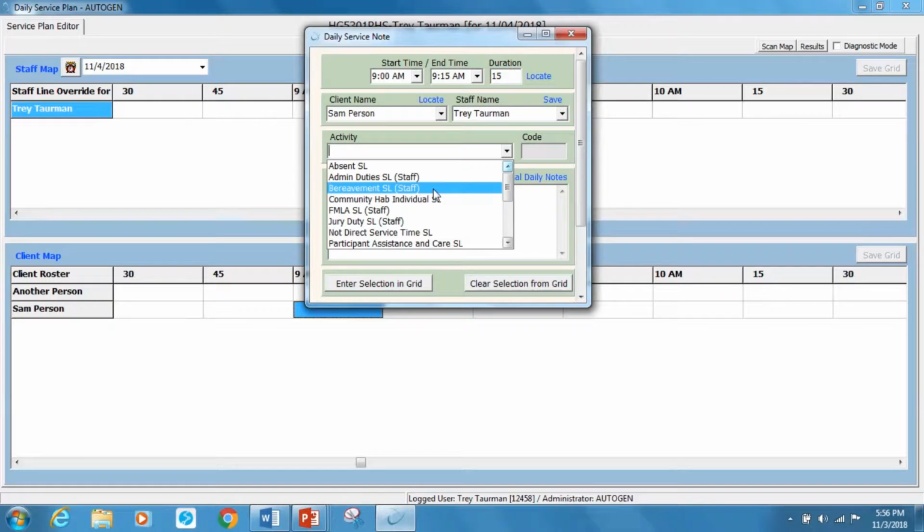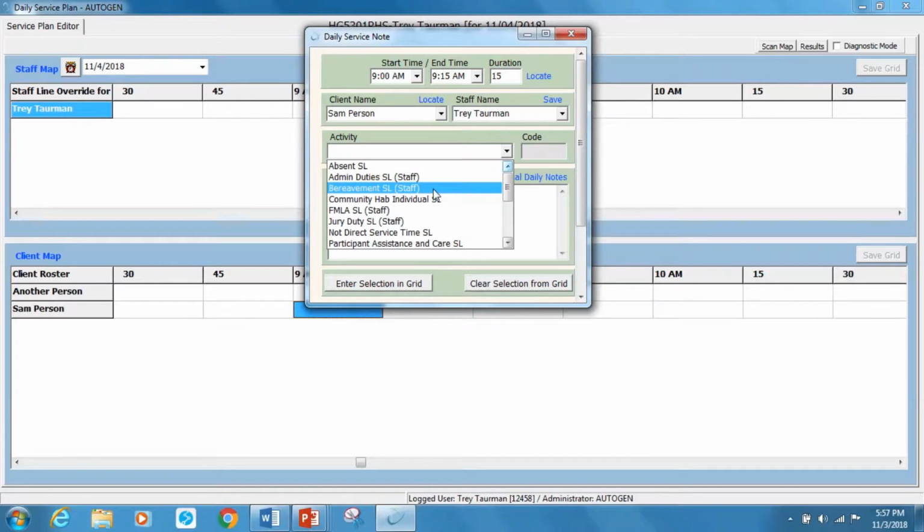So if I put community hab individual for both of them, I'm actually telling the state, hey, I had both of these clients individually, which is, I don't know if I would say borderline Medicaid fraud, if not complete Medicaid fraud. So at this time, if you're taking a group of clients out and there are more clients than staff, you cannot use community hab individual because, again, it's not an individual setting.